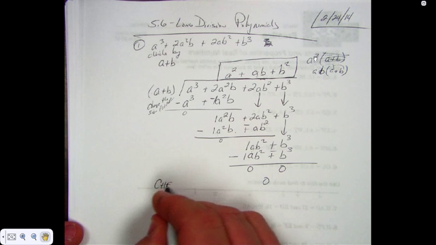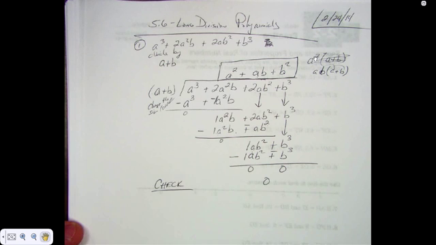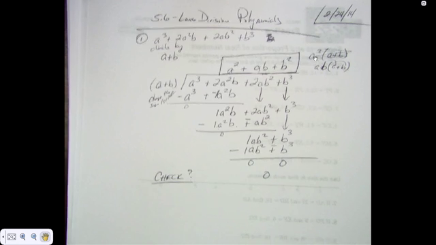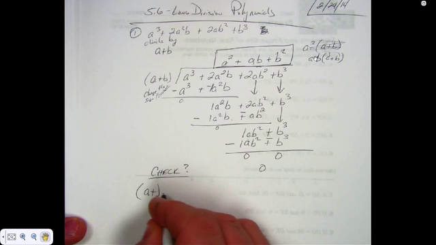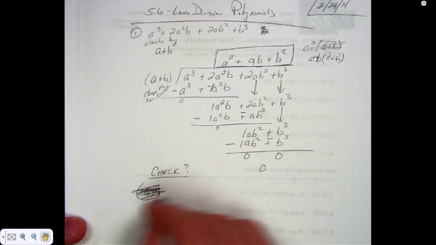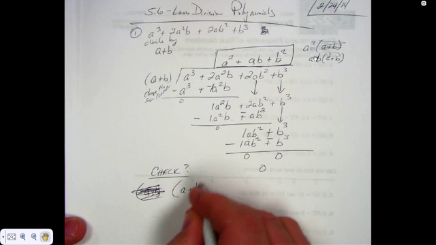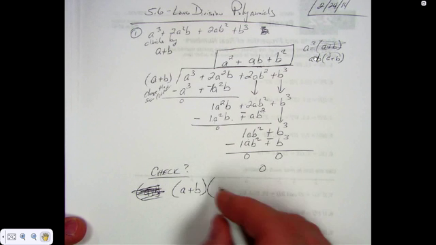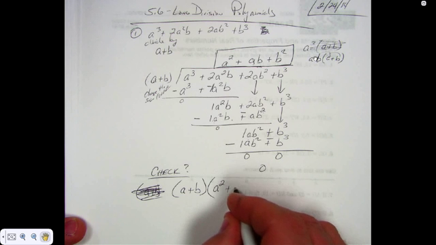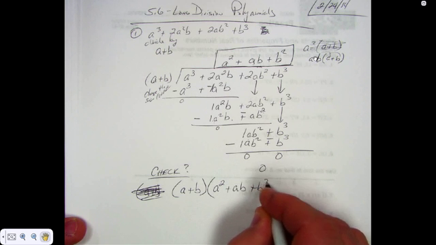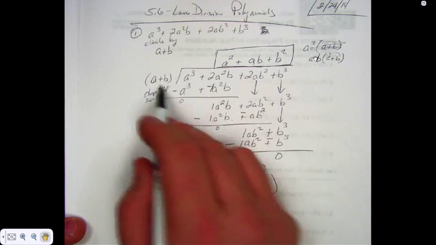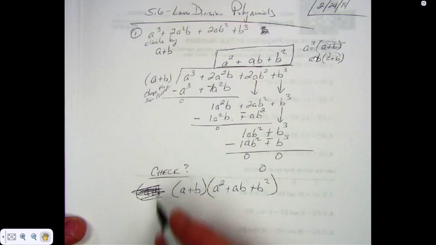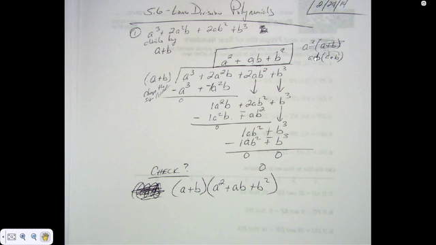Can anybody tell me how you would check this? You check this, and I want you guys to do the check on your own. A plus b times whatever you got as an answer. What did you get as an answer? A squared plus ab plus b squared. If you did this right, you should get this as an answer, should you not? So you guys try that out and see what you get.